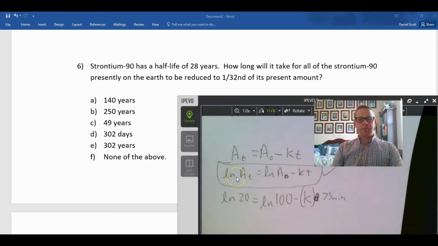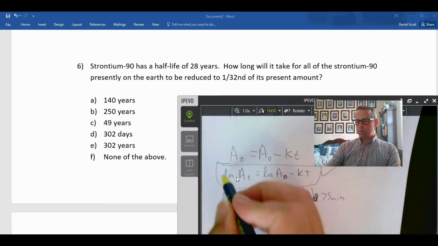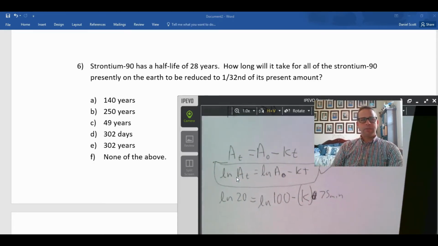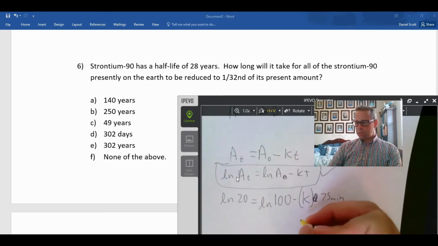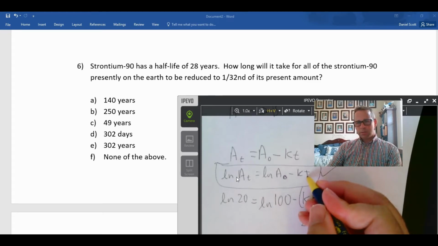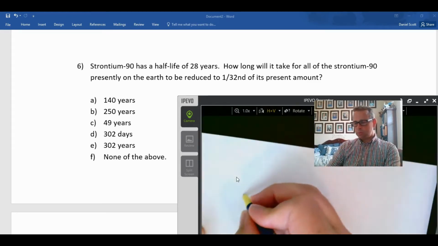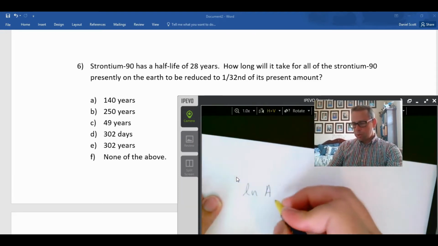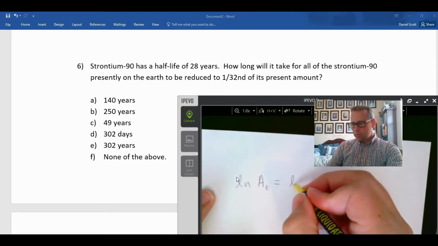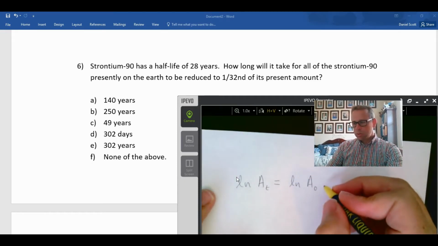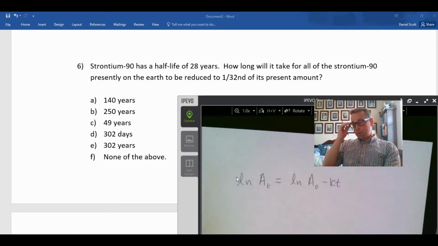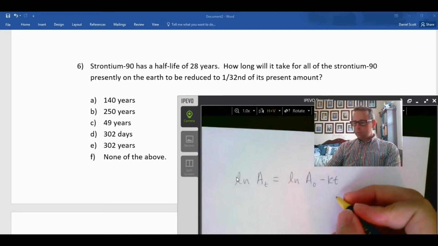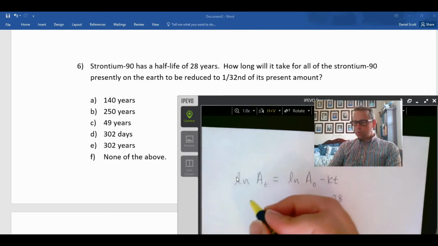So this is a half-life equation, and when you see half-life, you also want to remember that a first-order integrated rate law is our half-life, okay? So if we know that it has a half-life of 28 years, then we could put in the 28 for our t here, right? Let me rewrite this for you. Natural log of concentration of reactant at some time is the natural log of the concentration initial minus kt.